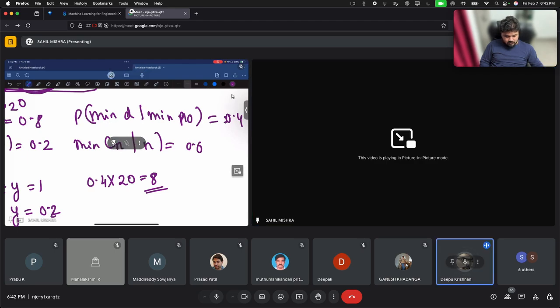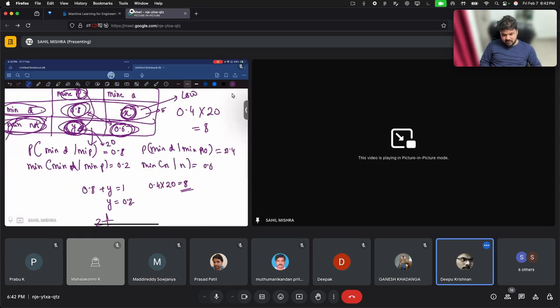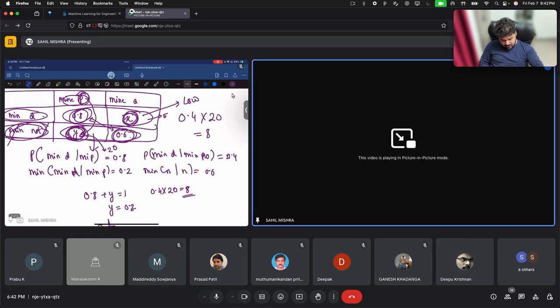Got it? No, I just discussed it. It should not be 0.2 here because this is an independent variable, and these variables are dependent on this. Sorry, my bad. Ultimately x will be 0.2 and y will be 0.4. So how is it calculated?